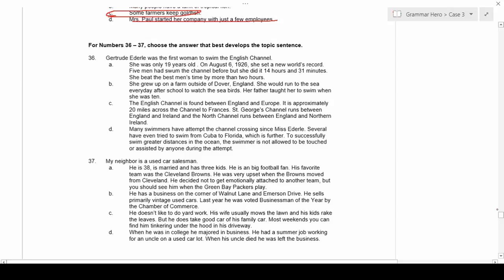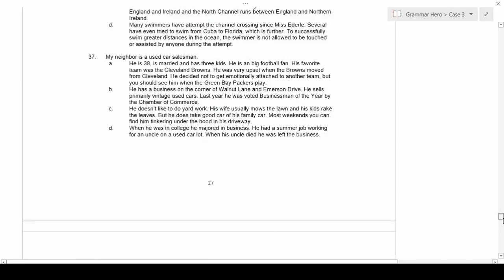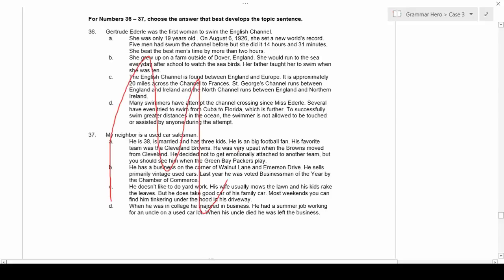I'm going to skip 36 and 37. I don't think those are good questions, so disregard these. Chances are if you see these in the actual TABE, they will be easier to do. These, in my opinion, are just poorly written.